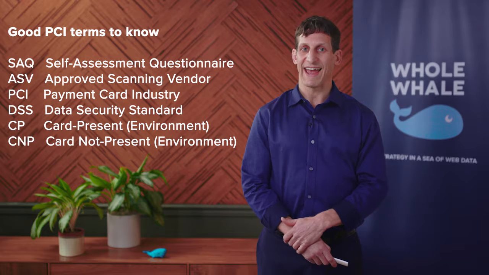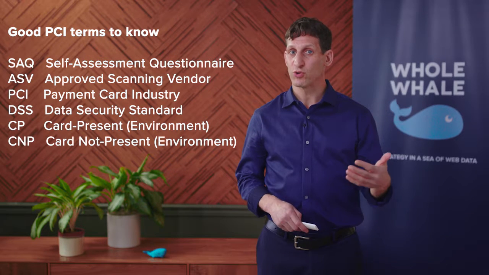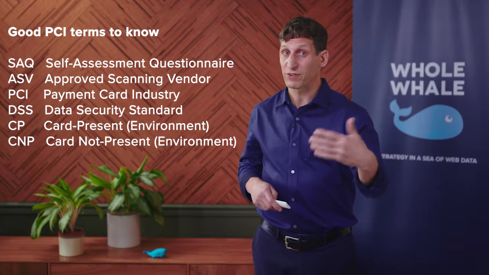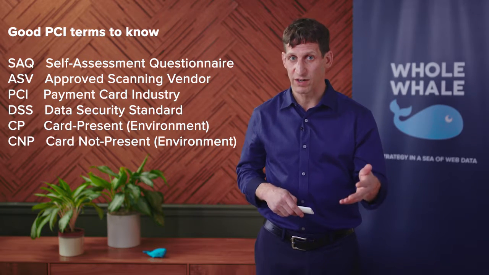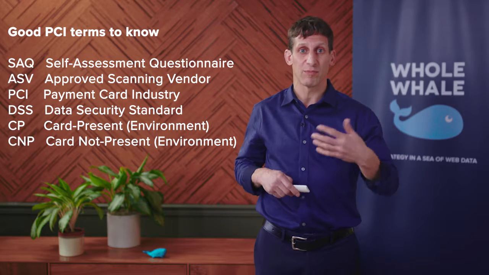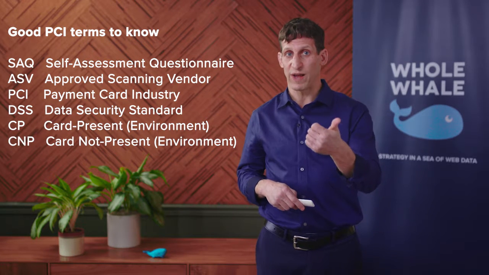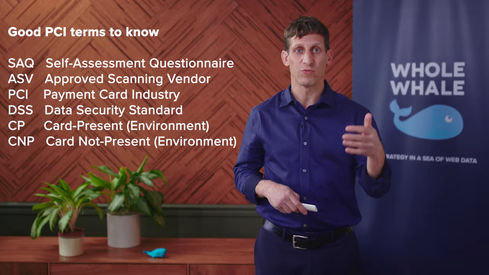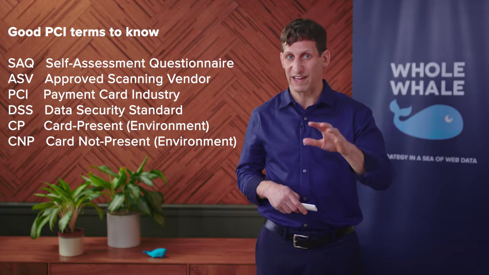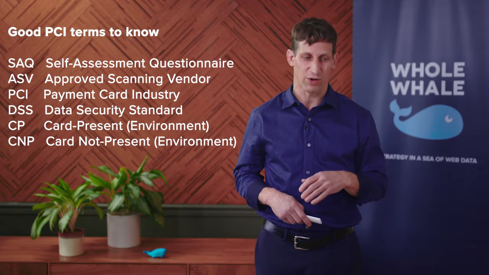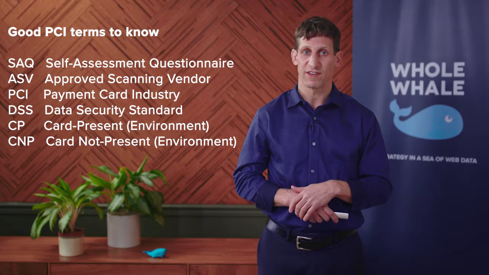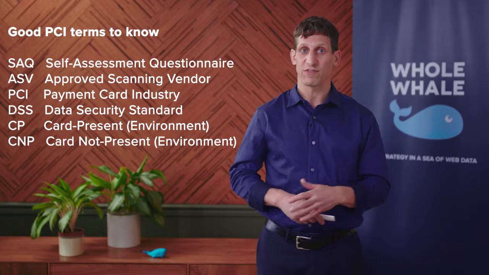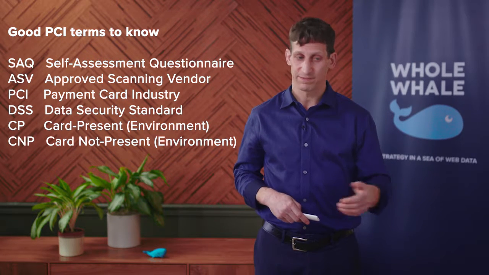There's something called an ASV, which is an approved scanning vendor. Sometimes you'll be required to have a vulnerability scan, which we covered earlier, performed by an approved scanning vendor. TrustWave and Security Metrics, two companies I mentioned before, are both approved scanning vendors that can perform that service for you. PCI, as we've discussed, stands for the Payment Card Industry. DSS stands for Data Security Standard.